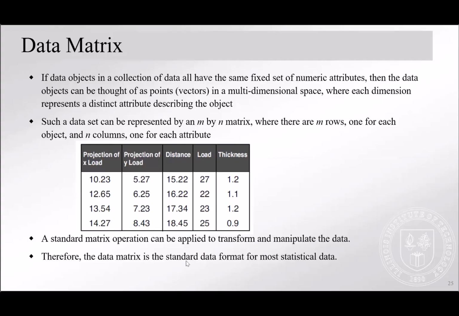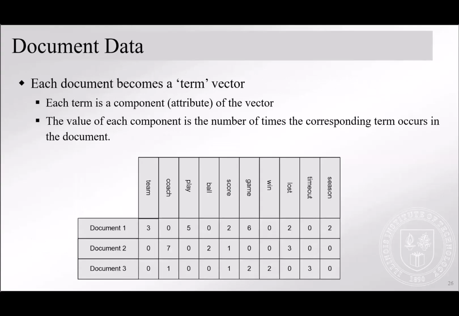That's exactly why the data matrix is the standard format for most statistical data. Okay, regression, clustering, PCA, as you're going to see, they all start there. So hopefully that makes sense. Later, when we talk about this in detail, we're going to have more. We still just introduce what types of data sets we have. Next up is the document data.